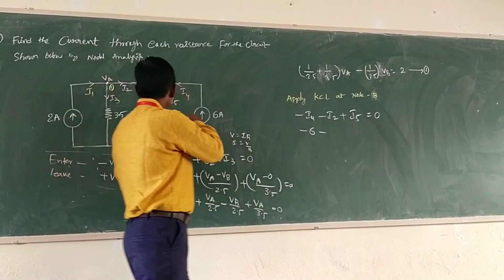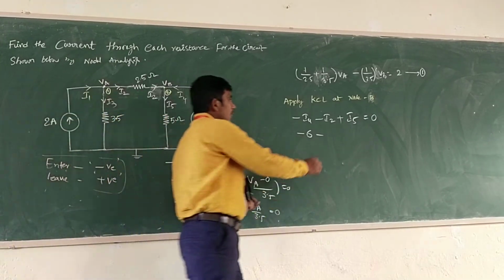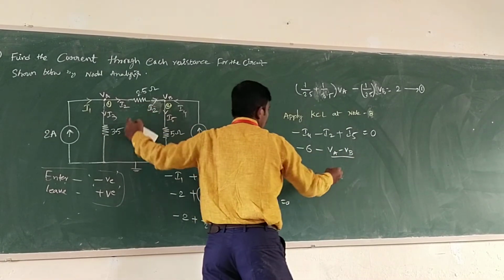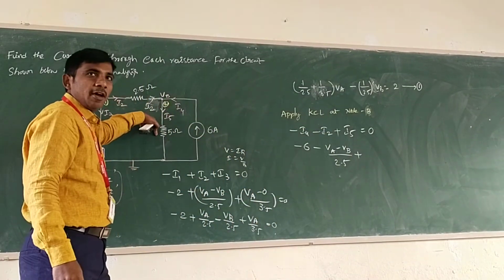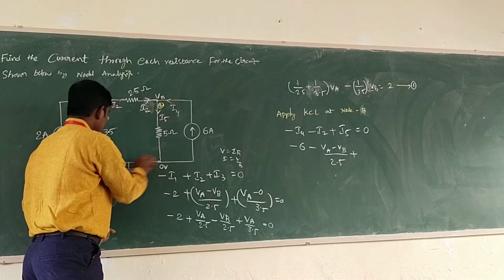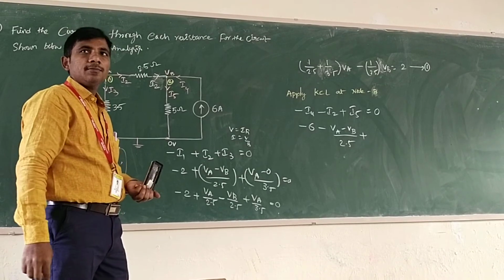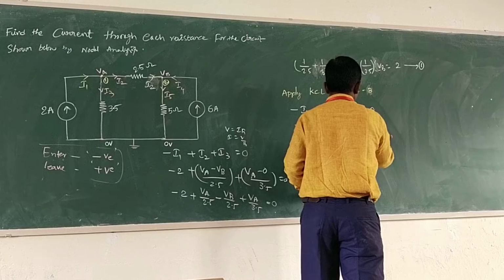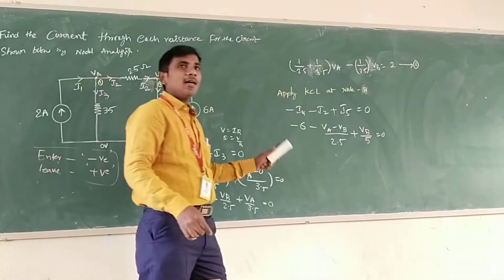If I2 is flowing in this direction, we have to consider VA minus VB divided by the resistance, 2.5. Plus I5, the current flowing in the 5 ohm resistance. What is the potential at VB and the ground? It is 0 volts, which means it has 0 potential. So VB by 5 equal to 0. Now let us form the other equation.